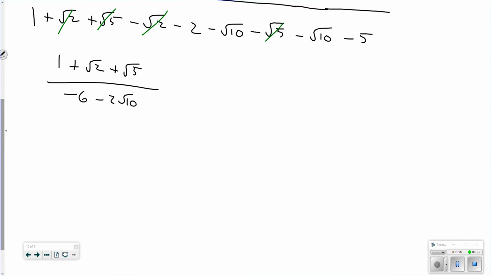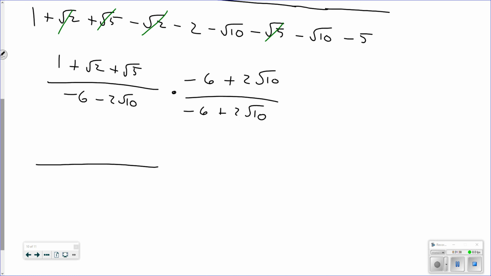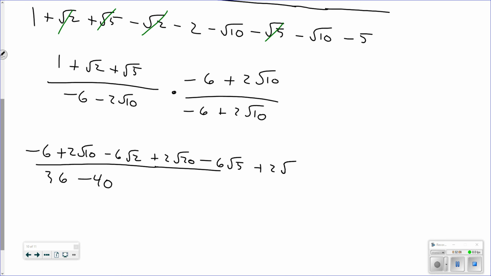From here, you have 1 root in the bottom, so just conjugate that. So negative 6 plus 2 root 10 all over negative 6 plus 2 root 10. In this case, the bottom's pretty easy, just the difference of squares. You get 36 minus 2 root 10 squared, which gives you 40. On the top, you have to multiply this out. Distribute the 1, you get negative 6 plus 2 root 10. Distribute the root 2, you get negative 6 root 2 plus 2 root 20. Distribute the root 5, you get negative 6 root 5 plus 2 root 50.